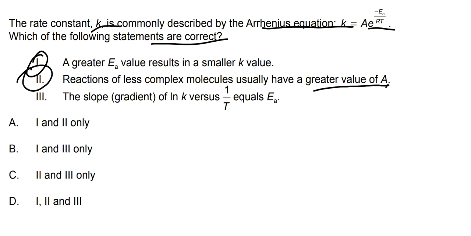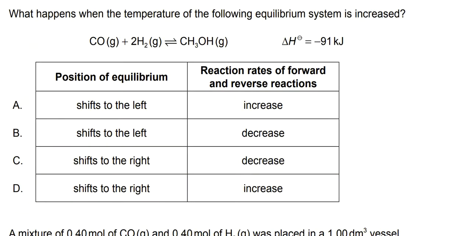The slope of the gradient of ln k versus 1/T equals -Ea/R. That's true because we work out Ea from that gradient right there. So it looks like all three options are correct, so let's go with D as the answer to this question. What happens when the temperature of the following equilibrium system is increased? It looks to me like it's an exothermic reaction, so we could describe heat as literally being a product. Temperature is increased, meaning we increase the product, so we shift to the left.